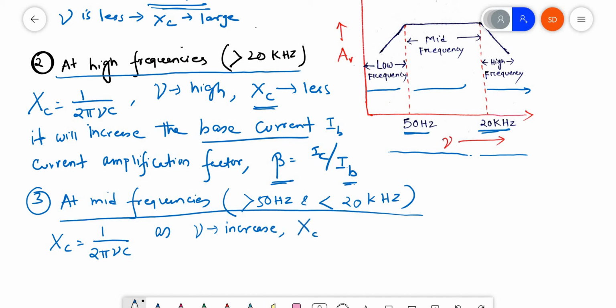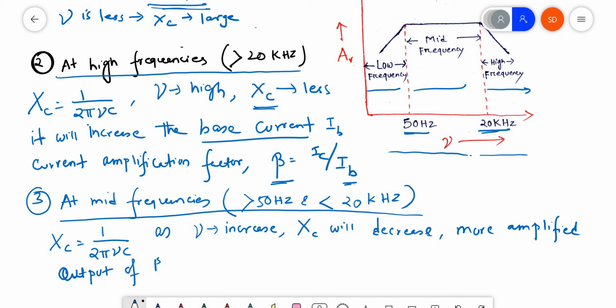As nu increases, as frequency increases, what will happen? Xc will decrease, isn't it? So if Xc decreases, what will happen? More amplified output of first stage will go to next stage, isn't it?